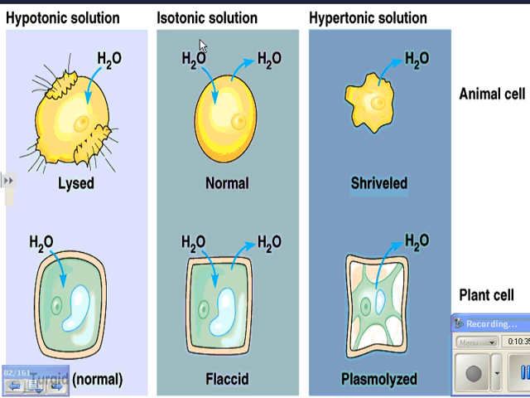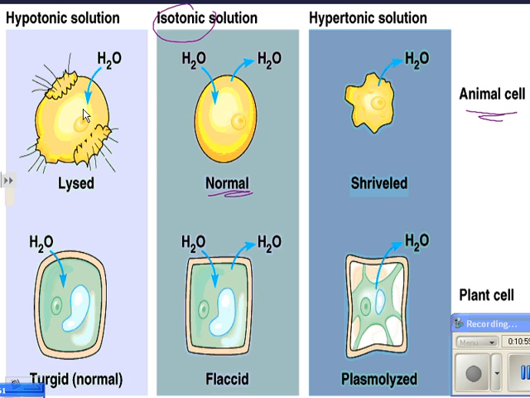So here's the difference in summary between animal cells and plant cells. Animal cells should be in an isotonic solution. So isotonic is normal for an animal cell. Here's the animal cell. In a plant cell, isotonic actually makes it flaccid. It's not doing great. It needs more water. But for a plant cell, a hypotonic solution is good. Water comes in, makes it nice and turgid. Not so great for an animal cell.